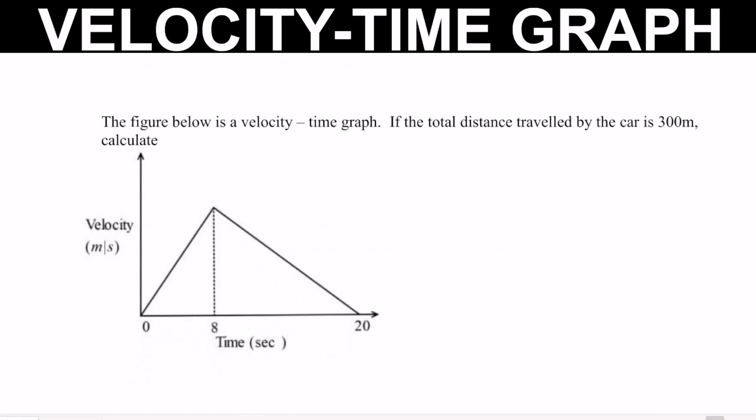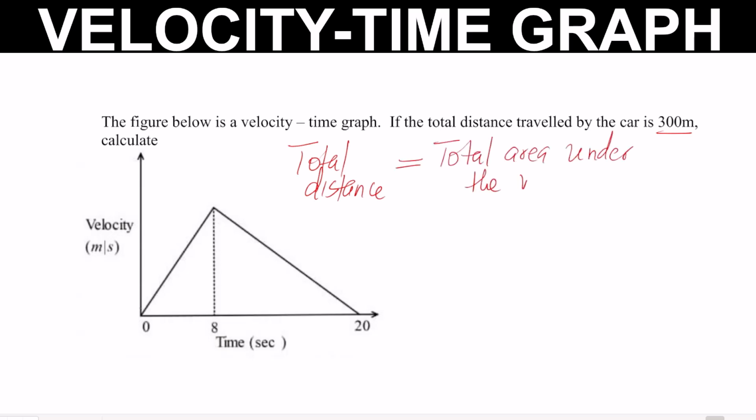For solving this question, you need to understand the relationship between total distance in a velocity time graph and the area under the velocity time graph. And this is the relationship, that the total distance in a velocity time graph is equivalent to the total area under the velocity time graph. Look at this graph, that forms a triangle. So if you get the area under this graph, which is a triangle, that will represent the total distance.